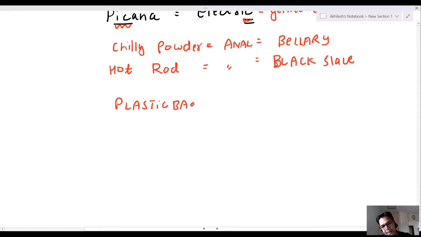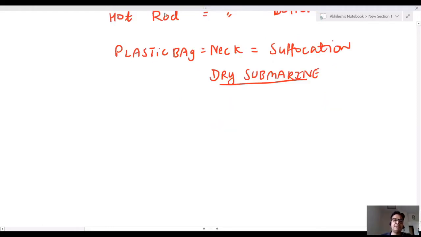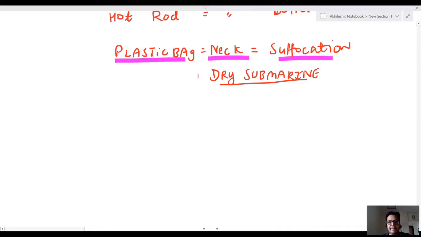Plastic bag suffocation. If you are applying a plastic bag surrounding the neck and that is creating suffocation, this is known as dry submarine. Plastic bag applied surrounding the neck is dry submarine.